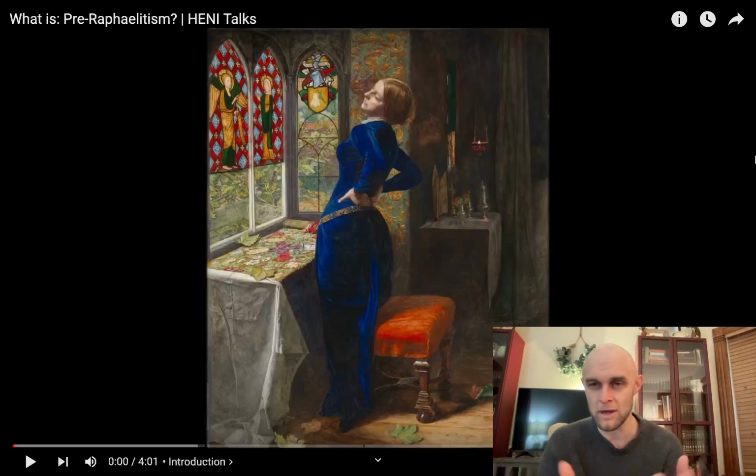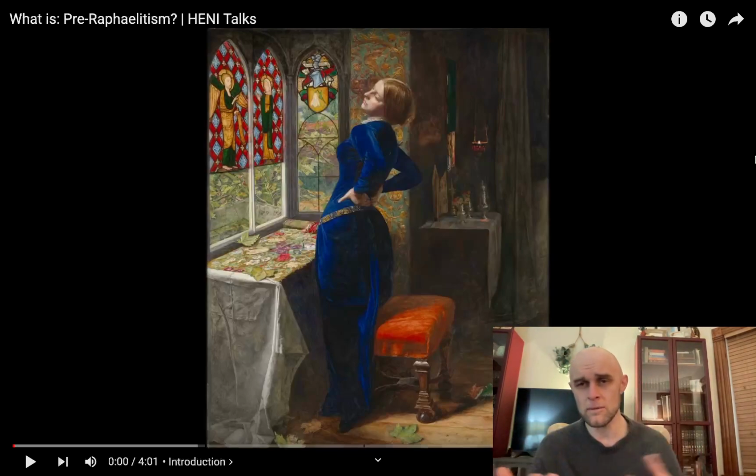It's basically just a collection of like 7 or 8 artists who came together right around the time of the 1848, I think it was, revolutions in Europe. This is more of an English movement. And there are a couple of poets, I think, involved as well. They came together and started painting these very beautiful, often at the same time subtle works.